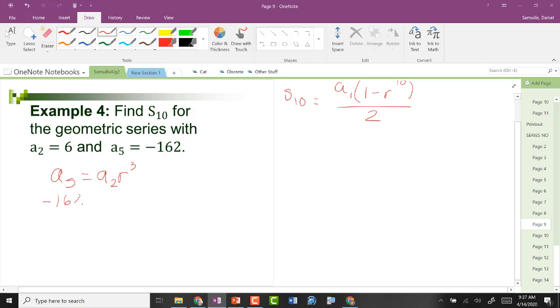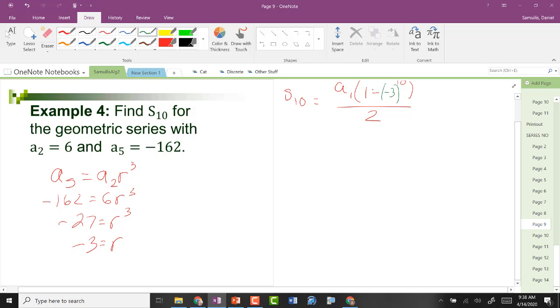So negative 162 equals 6 times r to the third power. So negative 27 equals r to the third. So I do end up with a common ratio of negative 3. Now I can make that adjustment in my formula, plugging in a negative 3. Make sure when you're calculating this that negative 3 goes in parentheses, because it's negative 3 to the 10th first before you can subtract the 1 from that.